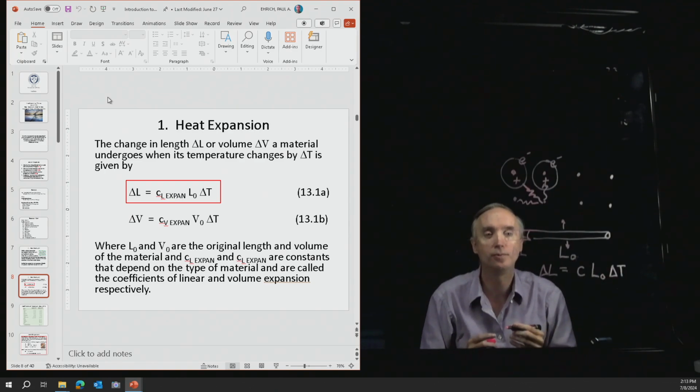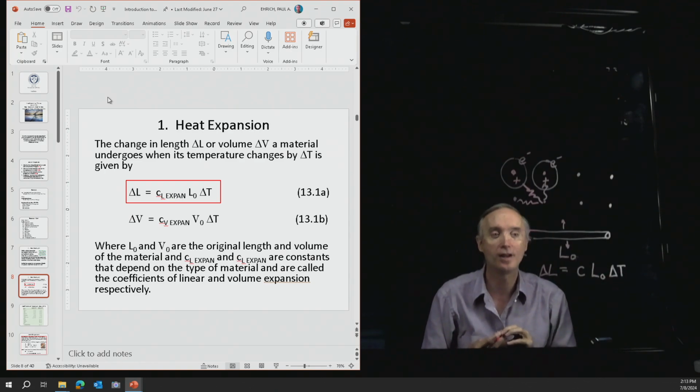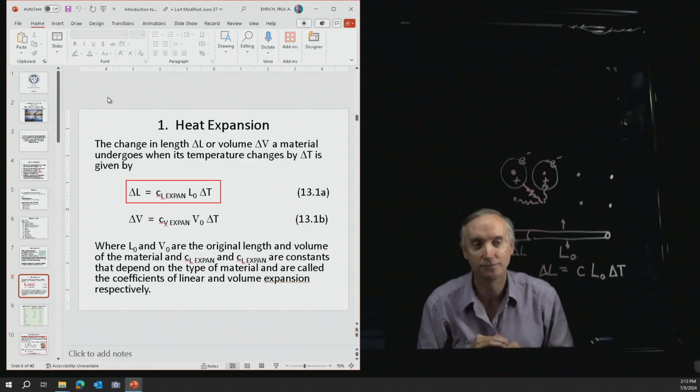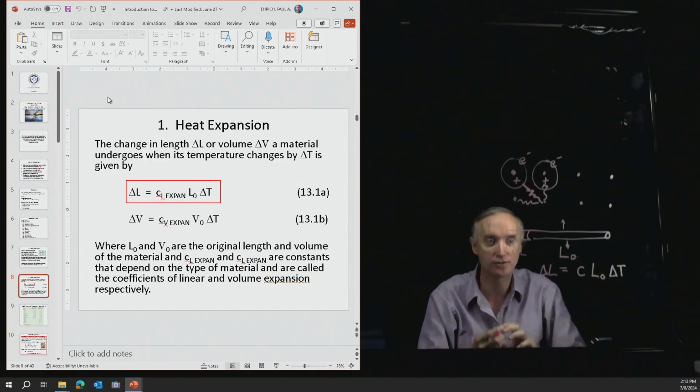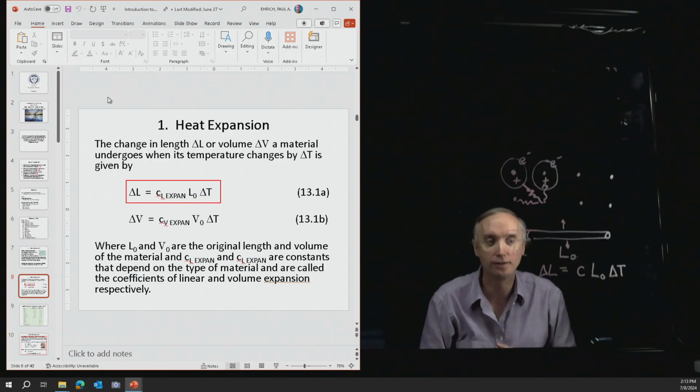So let's do a stupid example here. What happens if I don't change the temperature? You've got this rod that's just sitting there, and I do not change its temperature, then what's the rod going to do?